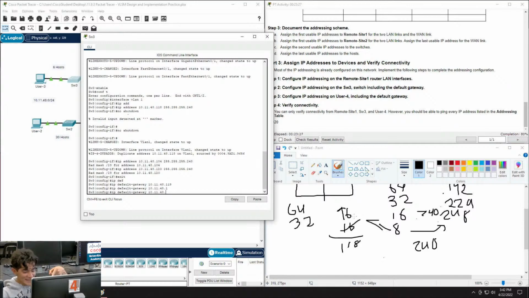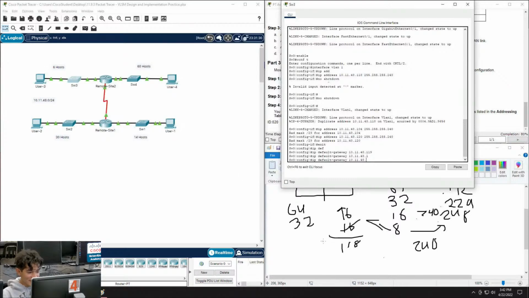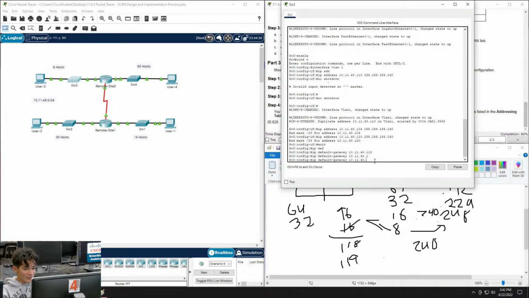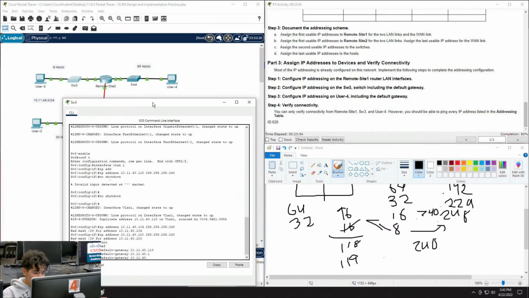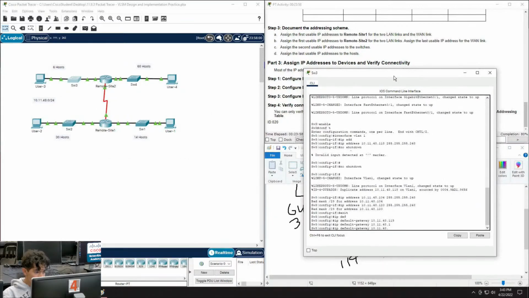Okay, so 96. That was this one. The first usable was 97. So 96 plus 16 was 118. So the first usable would be 119. That should be the first usable. So the second usable, let's type, use 119.